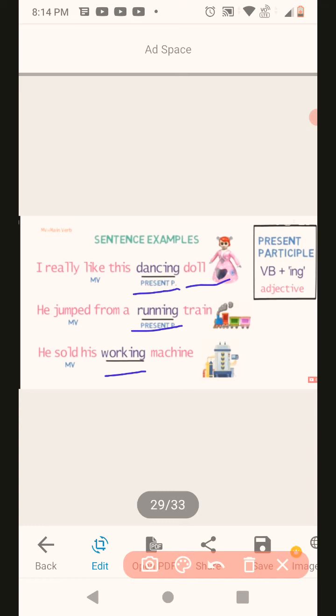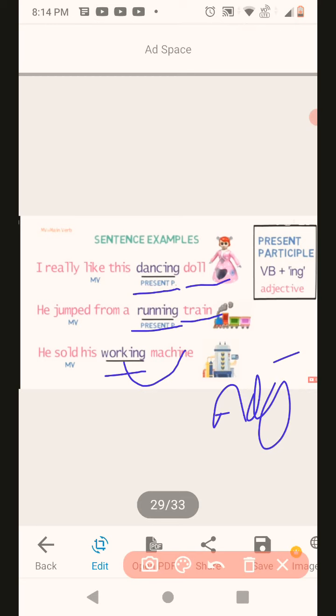Again here, running, it is qualifying the word train, qualifying the noun train. So again, running, it is an adjective here. He sold his working machine. Working, again, it is qualifying the noun machine. So it is an adjective. Okay, any word which qualifies the noun is an adjective. So these are the examples of present participle functioning as adjective.